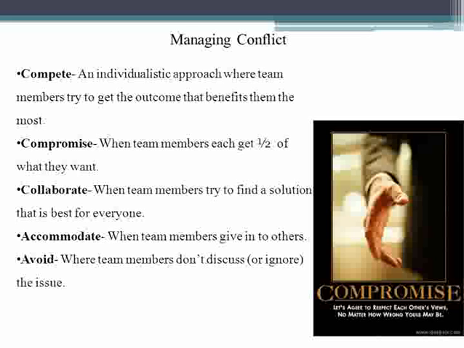There are 5 ways that team members normally deal with conflict. They can compete, which is an individualistic approach where team members try to get the outcome that benefits them the most. They can compromise, in which team members each get half of what they want. They can collaborate, in which team members try to find a solution that is best for everyone. They can accommodate, in which team members give in to other team members. And they can avoid, in which team members don't discuss or completely ignore the issue.